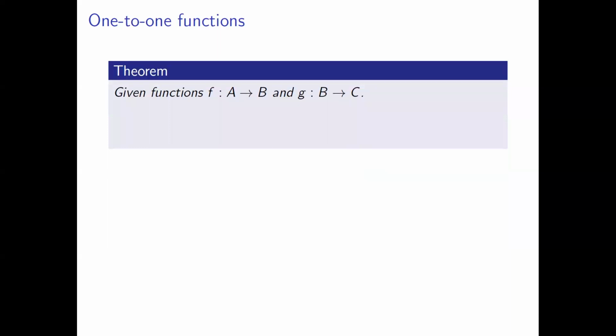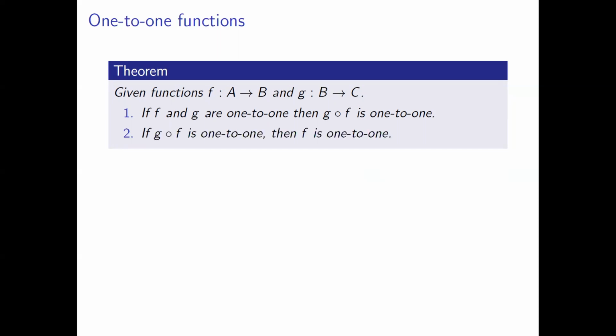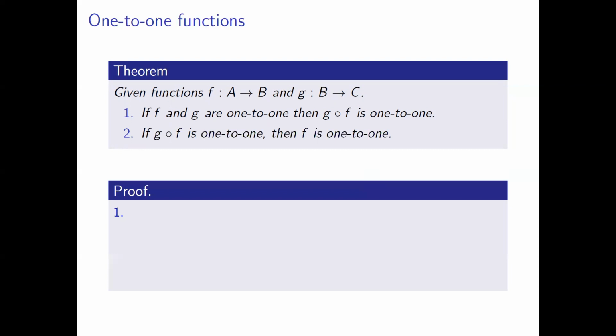Let us now look at how the property of being one-to-one affects the composition of functions. Given functions f from A to B and g from B to C: 1. If f and g are one-to-one, then the composite function g∘f is one-to-one. 2. If the composite function g∘f is one-to-one, then f is one-to-one. We first prove statement 1. Assume that f and g are one-to-one.